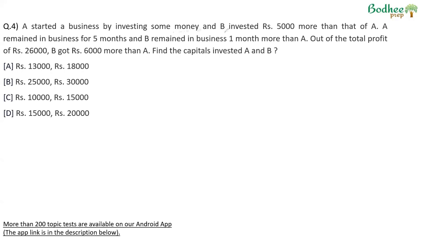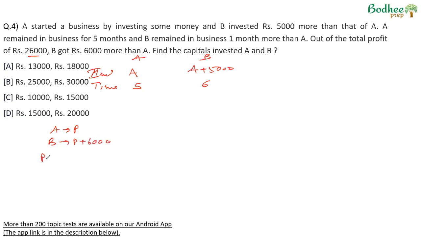A started a business by investing some money and B invested rupees 5,000 more than A. A invested some money, B invested 5,000 more than A, so A plus 5,000. A remained in the business for 5 months and B remained in business 1 month more than A. So if we look at investment wise, this is A, this is B. Time wise, A was there for 5 months, B for 1 month more, so 5 and 6. Out of the total profit of 26,000, B got 6,000 more than A. If A gets profit of P, B gets profit of 6,000 plus P.